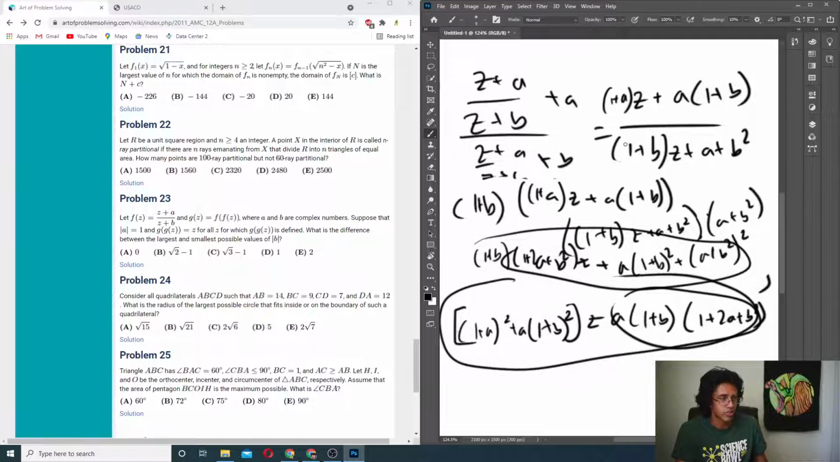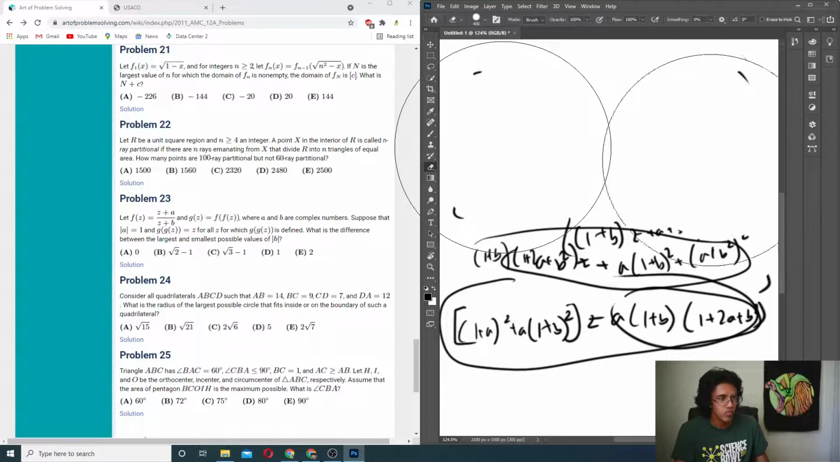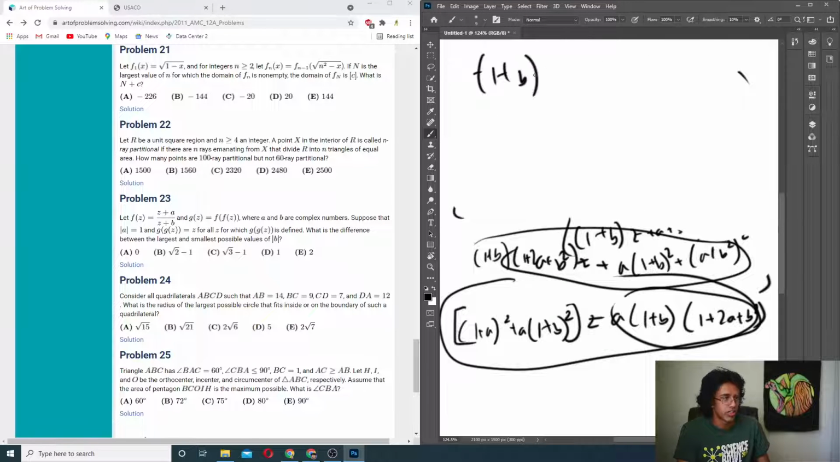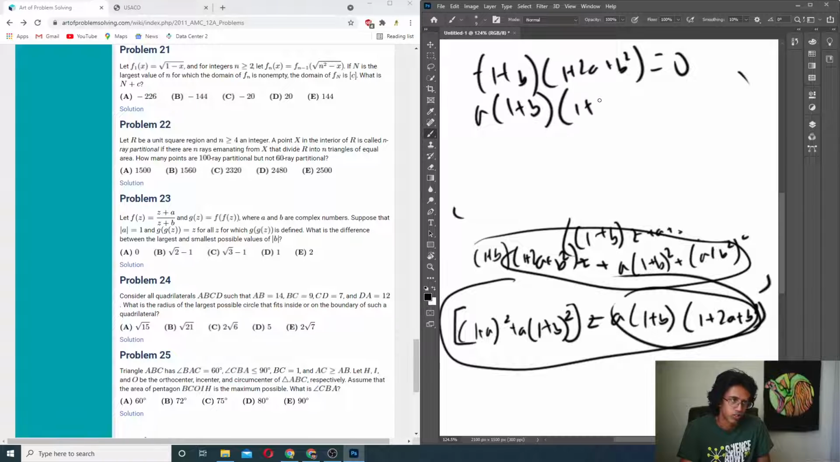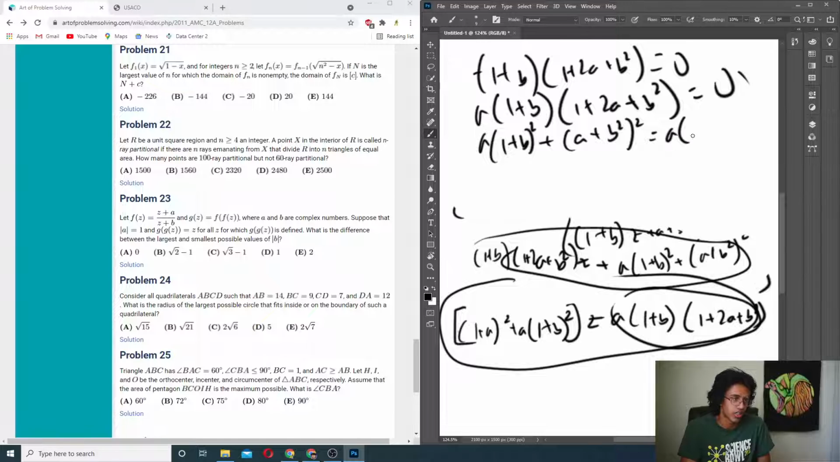So essentially, we could just write that out. We got (1 + b)(1 + 2a + b²) = 0, and we got a(1 + b)(1 + 2a + b²) = 0, and then we got the other thing, which is a(1 + b²) + (a + b)² is equal to a(1 + b²) + 1 + a². Okay, that was a mouthful, holy moly.